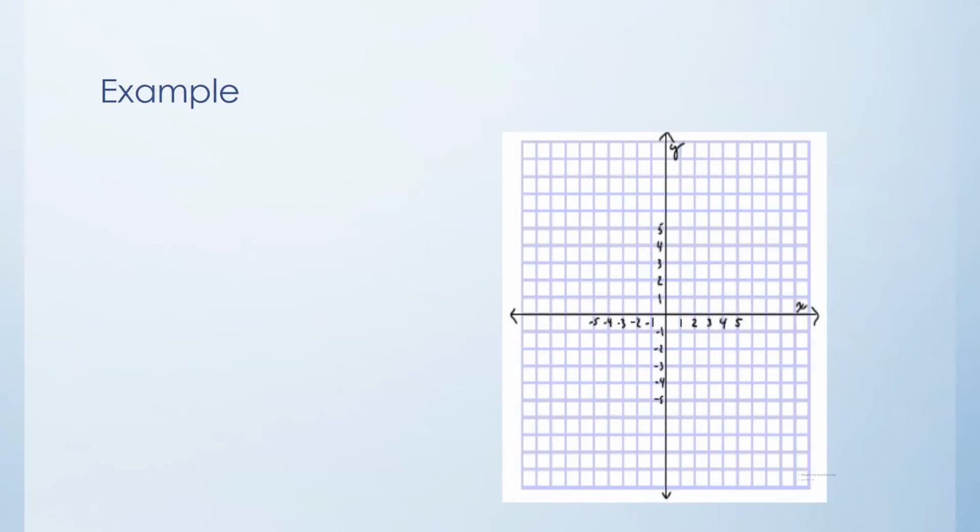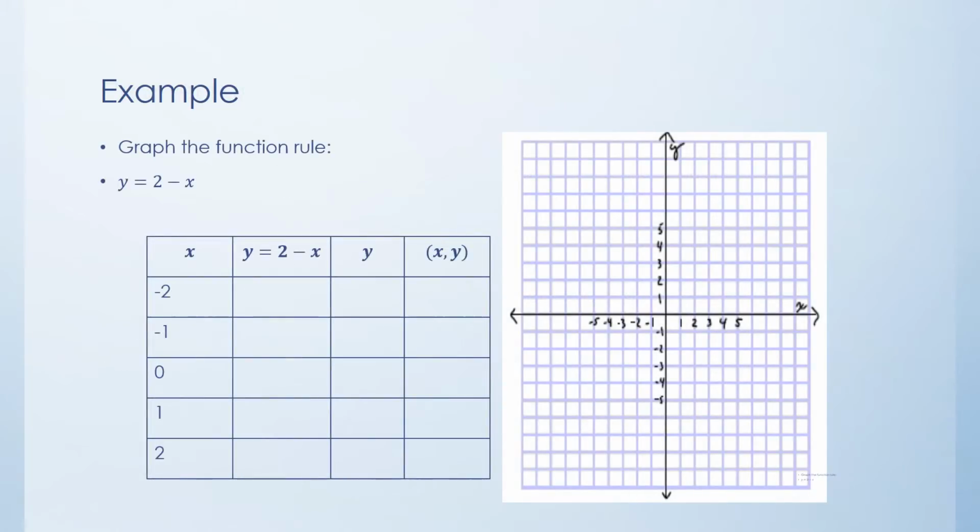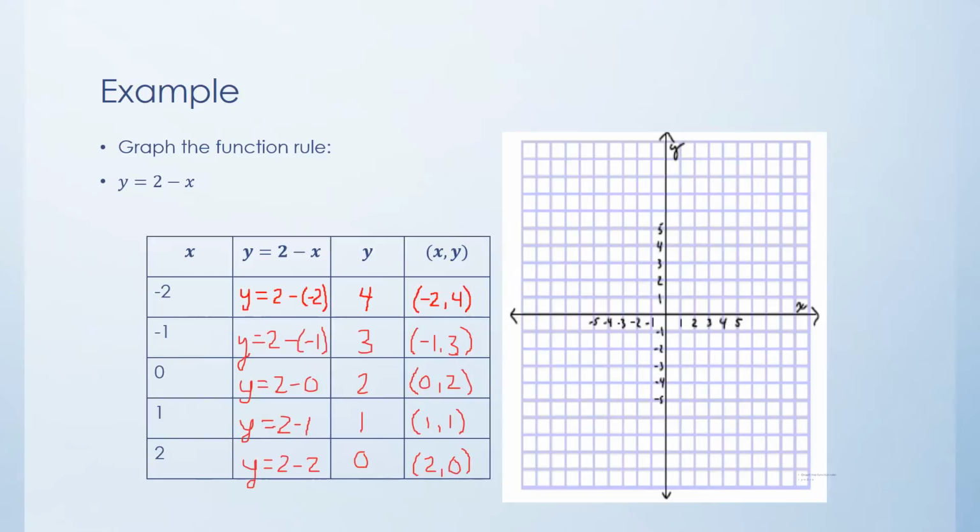Let's take a look at an example. Graph the function rule y equals 2 minus x. Pause the video at this point to give yourself a chance to do the work. So the first thing I want to do is fill in my table. I plug all the x values in and do the work to get y, and then I write my ordered pairs all the way over to the right. I then am going to plot these points as such.